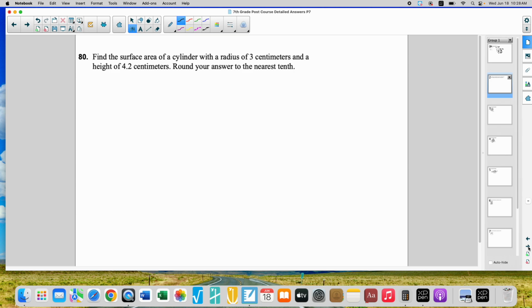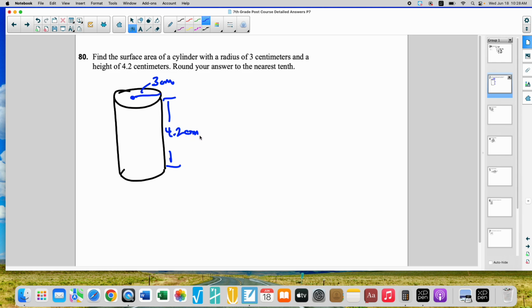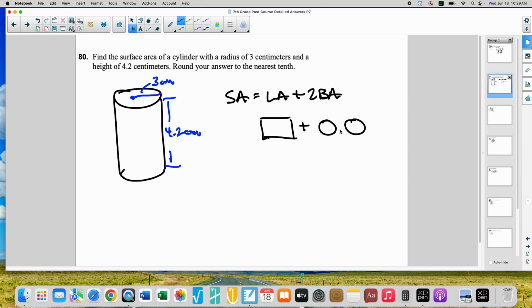Find the surface area of a cylinder with a radius of 3 centimeters and a height of 4.2 centimeters. Round your answer to the nearest tenth. So we have this cylinder, and it has a radius of 3 centimeters and a height of 4.2 centimeters. It wants the surface area. The formula for surface area equals lateral area plus 2 base areas. The lateral area is going to be a rectangle, plus 2 circles.